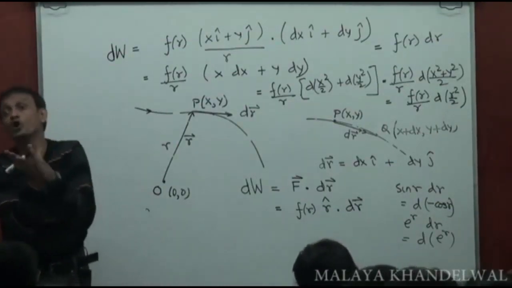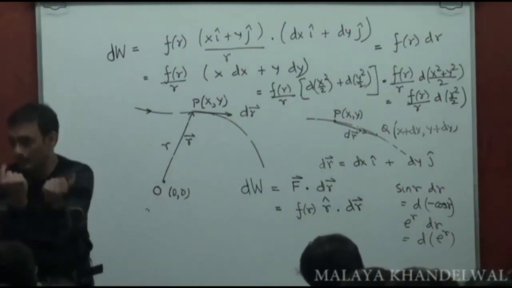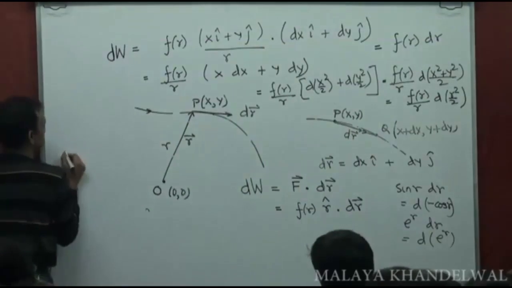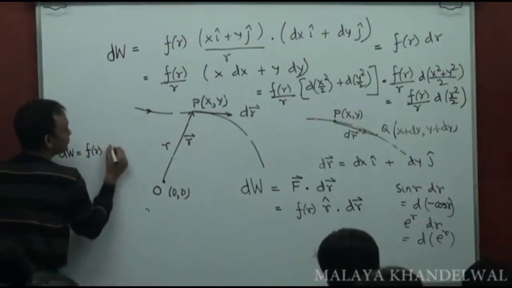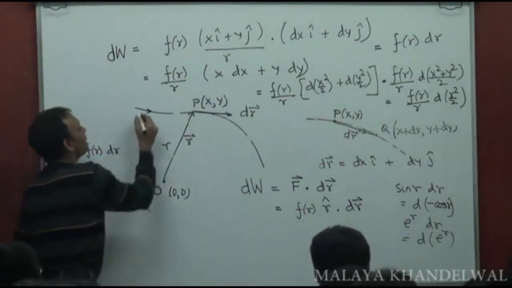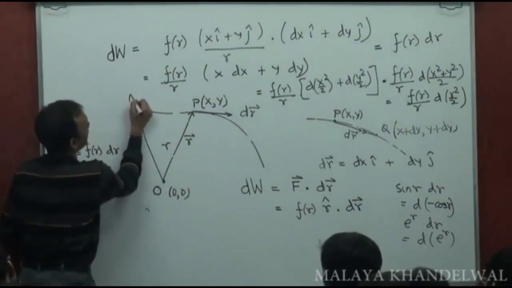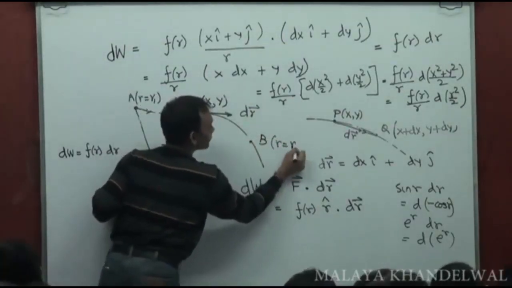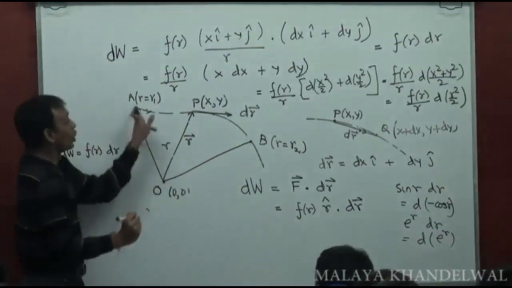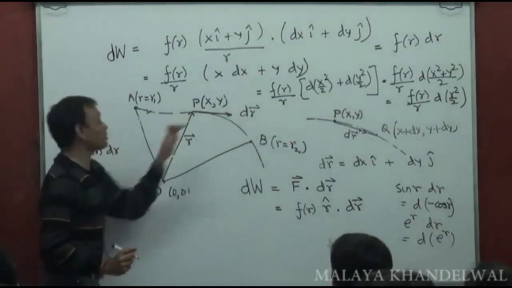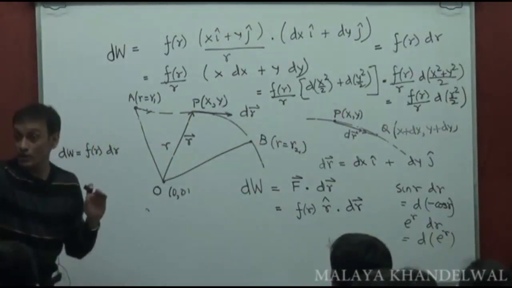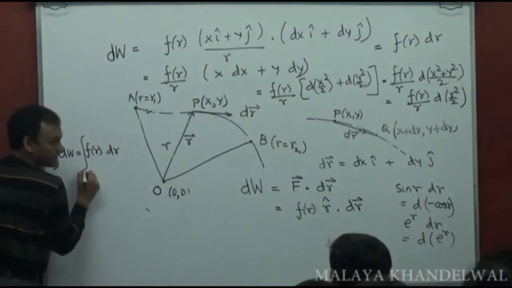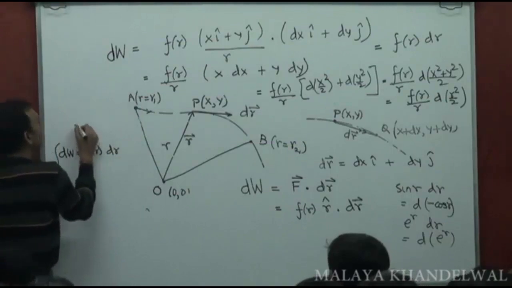Where dr is the small change in the magnitude of r. Now, simple thing. Work done over this small displacement is some function of r into dr, right? If the particle moved from a point A where r was r1 to a point B where r was r2, then the total amount of work in navigating the particle from A to B would be the sum of all of this, where r runs from r1 to r2.